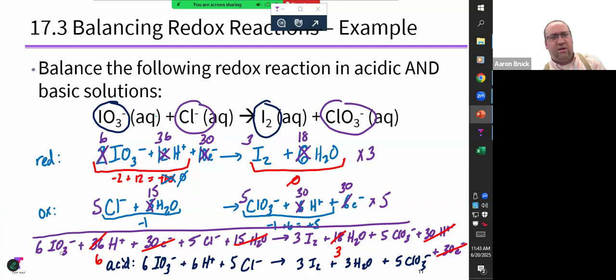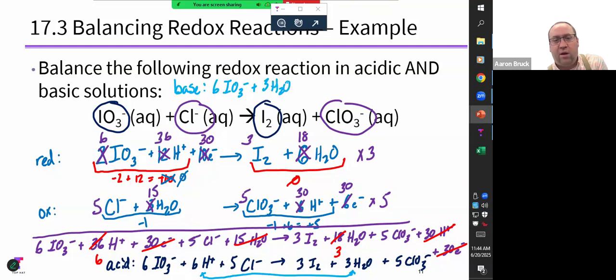For base solution, you flip the hydrogen and the water, and you turn the hydrogens into hydroxides. So that would mean 6 iodate and 3 water and 5 chloride turn into 3 iodine, 6 hydroxide, and 5 chlorate.